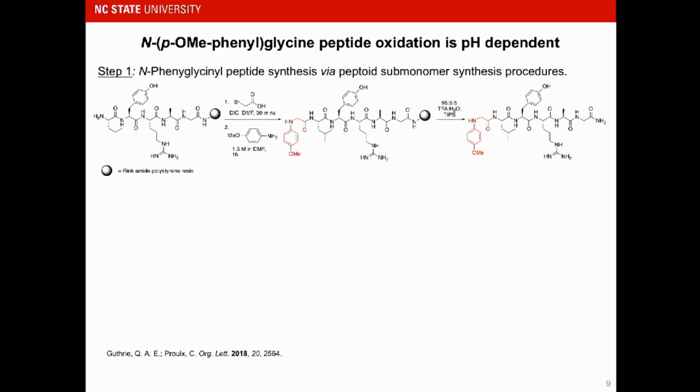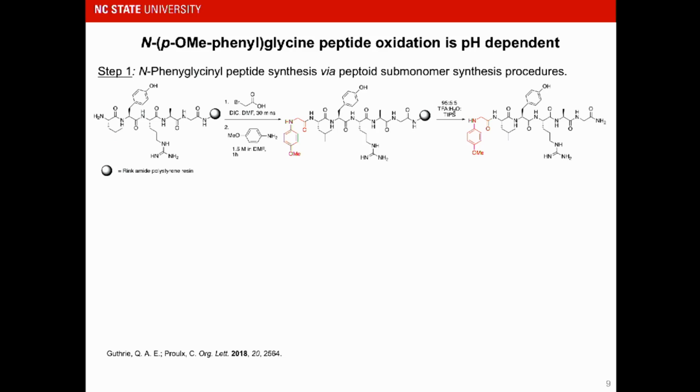We installed the N-phenylglycine via what we call the peptoid submonomer procedure, in which we bromoacetylate the growing resin-bound peptide, followed by a simple SN2 displacement reaction with paramethoxyaniline. We have our N-phenylglycinyl peptides. We cleave that off of solid support, and we can start seeing how that behaves in different buffer solutions. So, really easy, really simple synthesis of these types of substrates.